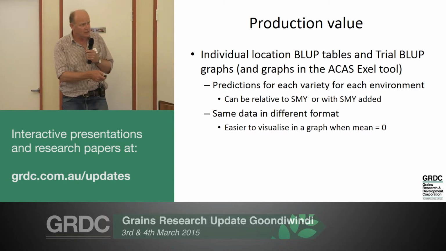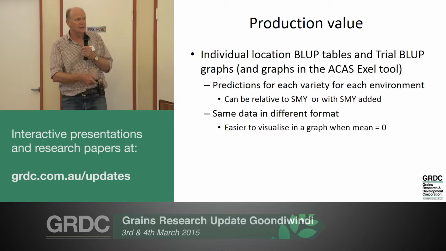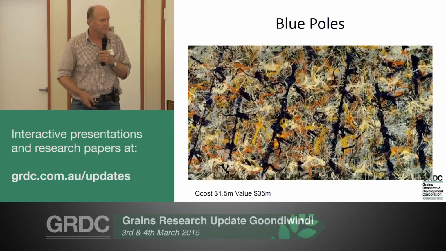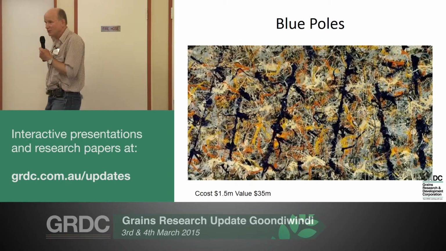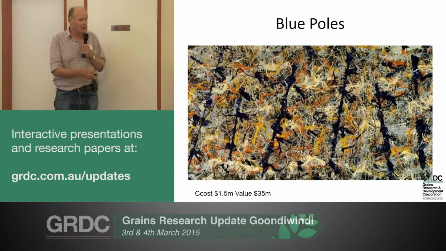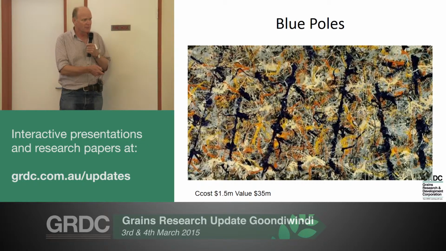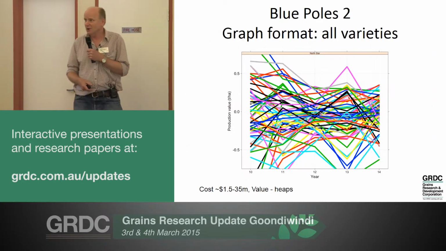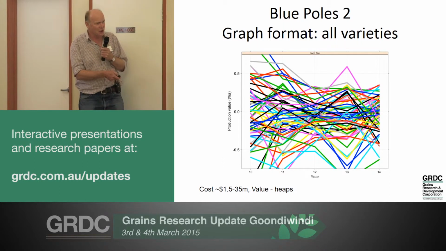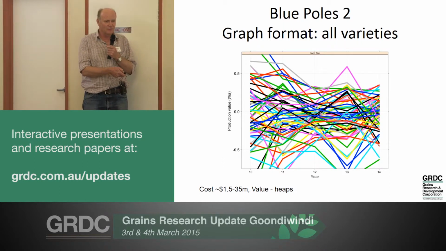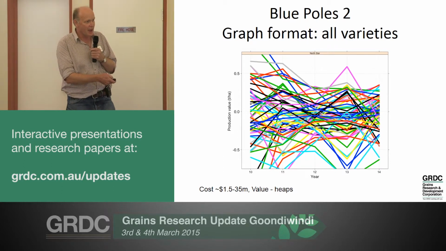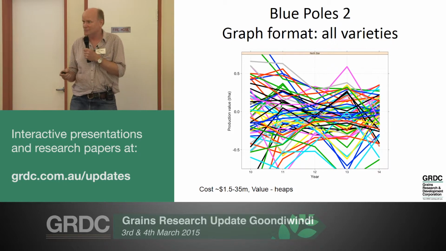All of these presentations of the data are the same data, just in a different format to make it easier to see. This is Blue Poles, bought by Gough Whitlam in 1974, approximately 1.5 million, currently insured for 35 million or thereabouts. This is my version. It cost somewhere between 1.5 and 35 million to produce, depending on how you do the sums. And I put to you that it is worth heaps.